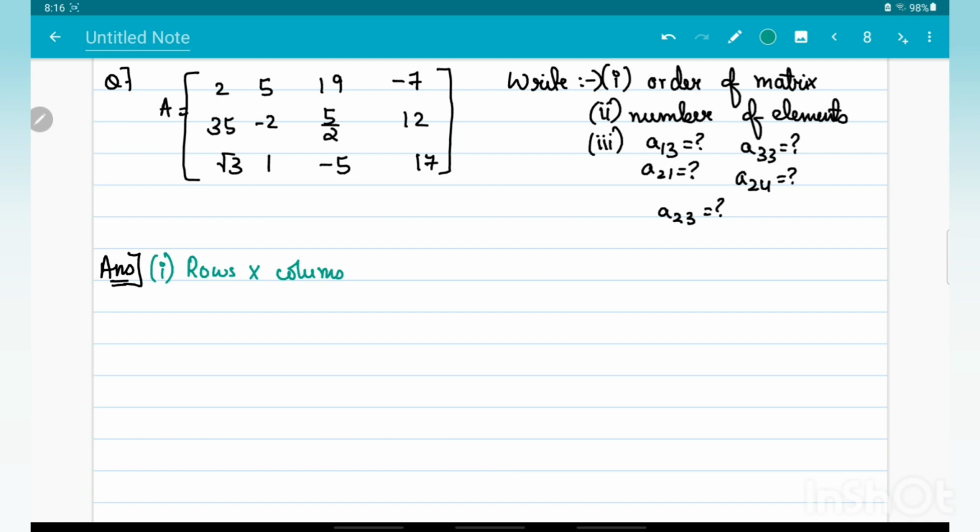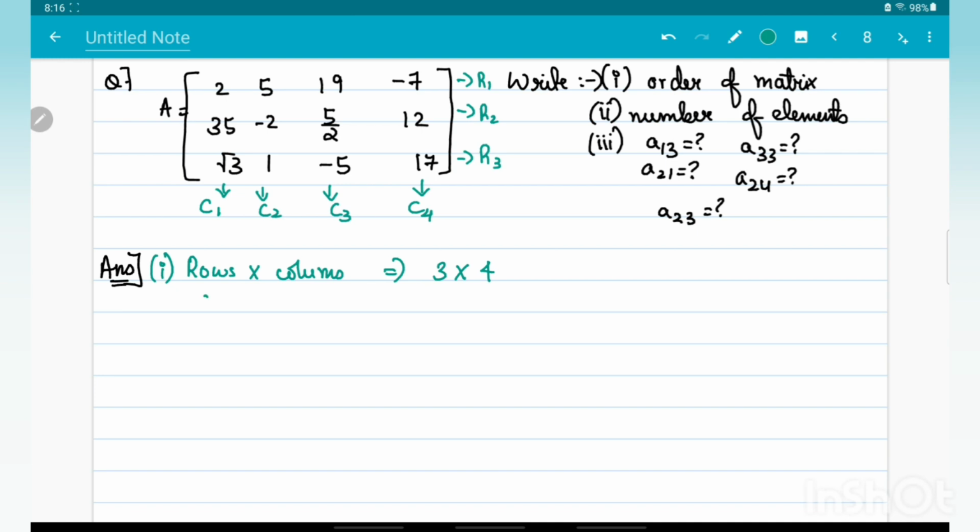Now if you check here, this is the first row, this is the second row, and this is the third row. There are 3 rows in this matrix. And then if you talk about the columns, this is the first column, this is the second column, third column and fourth column. So this has got 3 rows and 4 columns. So rows into columns, that is the order of the matrix is 3 by 4.